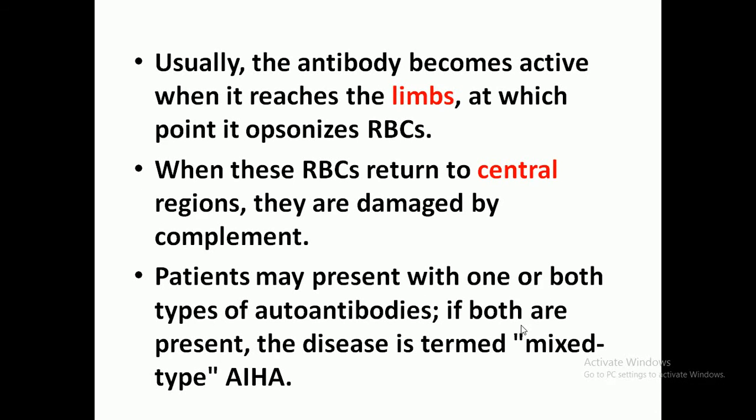Usually, the antibody becomes active when the blood leaves the limbs, at which point it opsonizes the RBCs. And when these RBCs return to the central region, they are damaged by the complement. Patients may present with one or both types of autoantibodies. When both are present, the disease is termed mixed type. The causes include the cold and the warm.